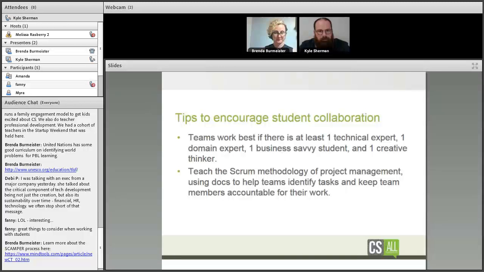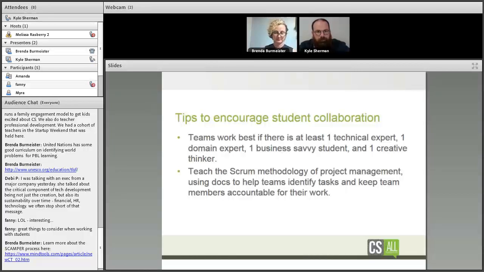So let's say we're going to do entrepreneurship and CS, the best way to think about grouping a team is to have at least one technical expert, one domain expert, one business savvy student, and one creative thinker. That kind of covers all the bases.